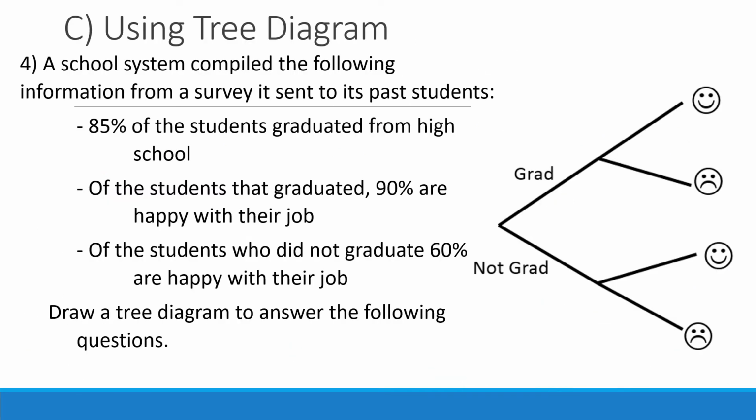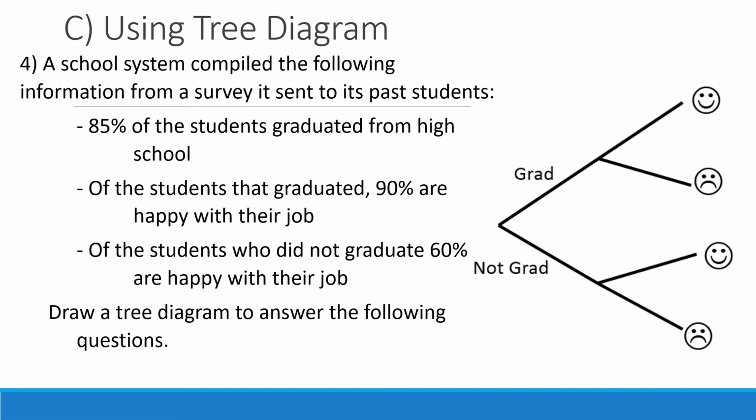Okay, so now we have using a tree diagram. A school system compiled the following information from a survey sent to its past students. 85% of the students graduated from high school. Of the students that graduated, 90% are happy with their job. Of the students who did not graduate, 60% are happy with their job. Draw a tree diagram to answer the following questions.